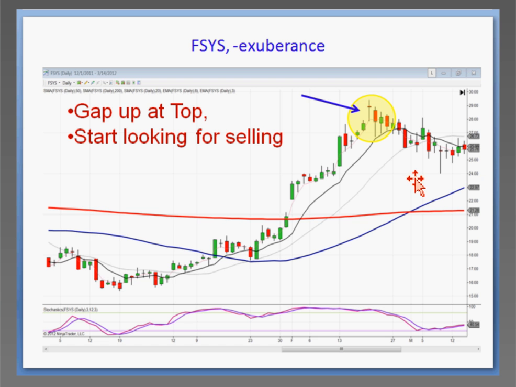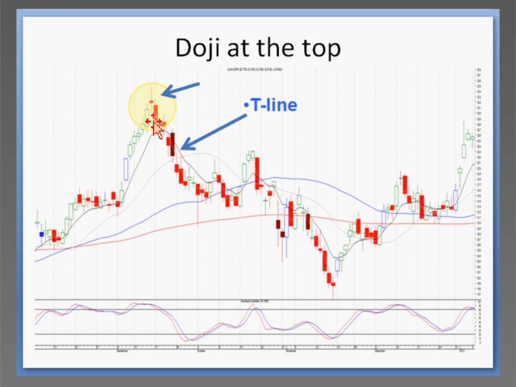Then I'd ask myself, how come when I buy, everything turns around and goes the opposite direction? Now I understand why this happens. This is where everybody is exuberantly buying. So if I see a doji gap up in the overbought condition, I'm immediately starting to look for a reversal signal. So again, that doji, that far away from the T-line tells me it's time to start taking profits.